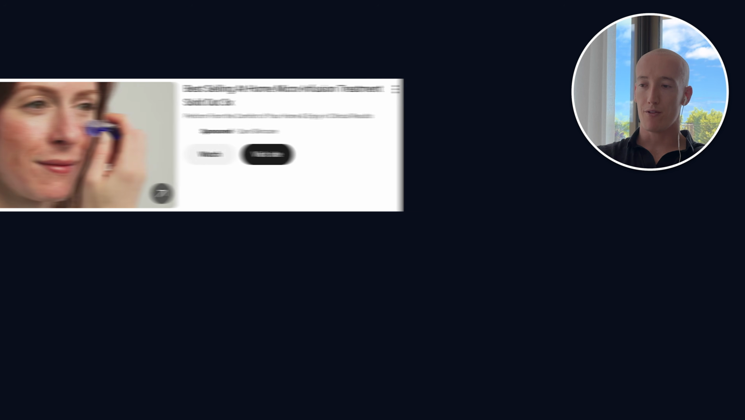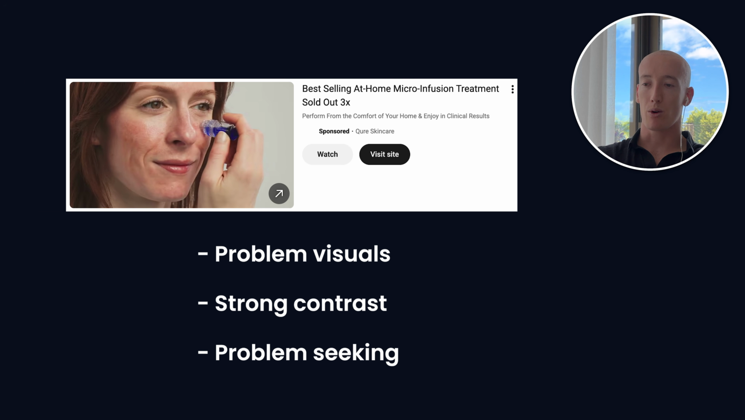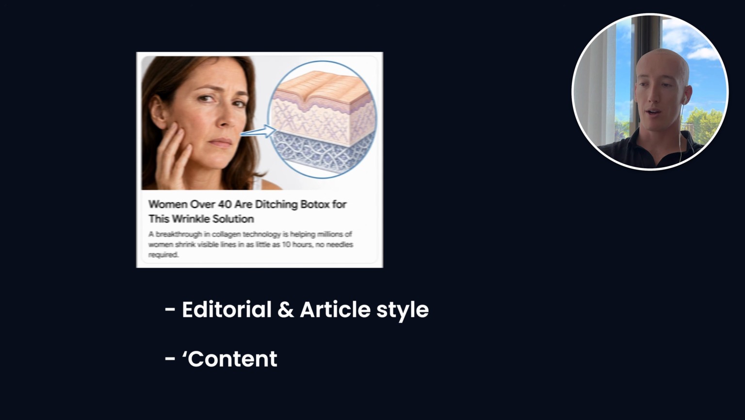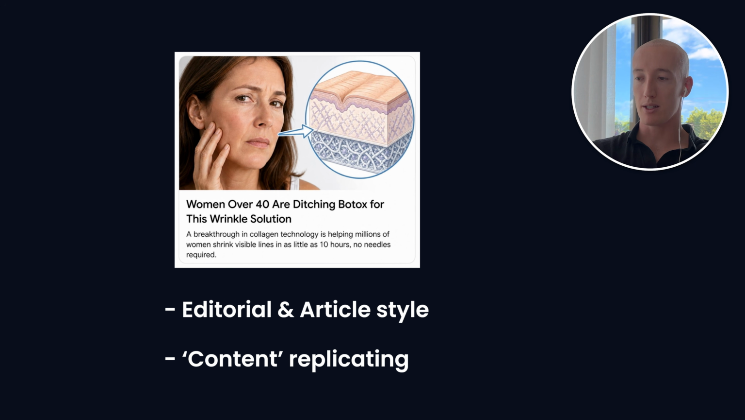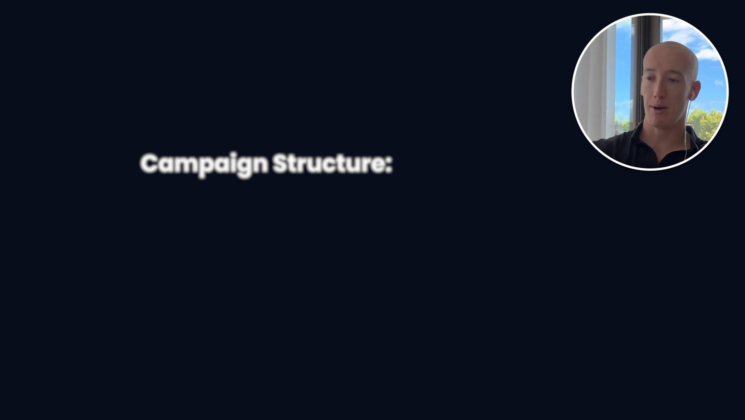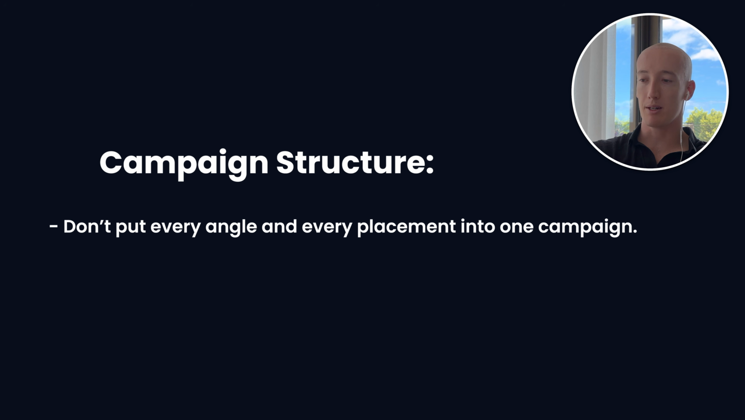So while you do have these 3 different angles, the same angle can perform differently depending on where it shows. On YouTube in feed, we've seen stronger problem visuals with more contrast because people are scanning thumbnails quickly. On Google Discover, editorial and article style images tend to work better because the environment feels more like content. So ideally, build 2 versions of each angle from the start and let the data show you which placement performs better. Don't just go off instinct. And that's why I was showing you all the different image styles you can match to your angles, because you want options here.